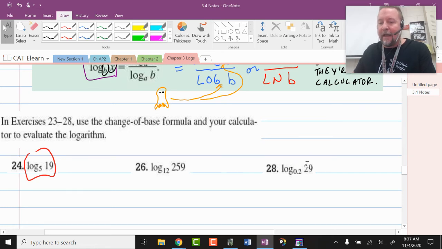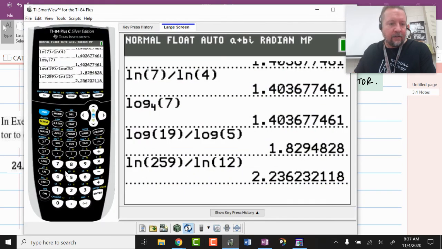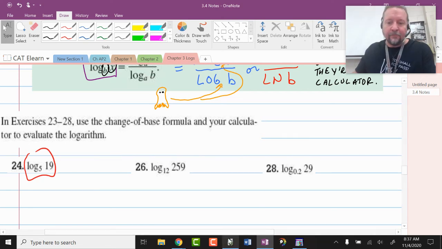I won't be a jerk about this one. Hard to mentally think about that one. log 29 divided by, oh, my memory, log 0.2.